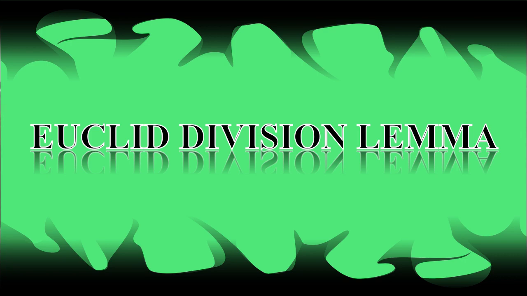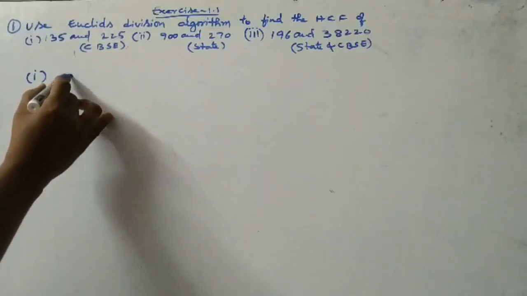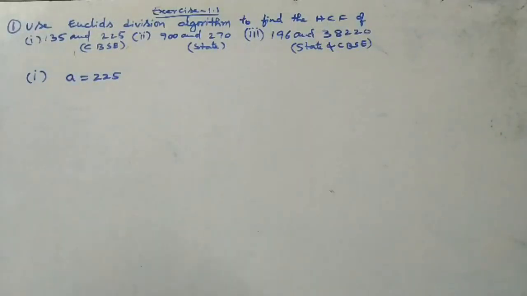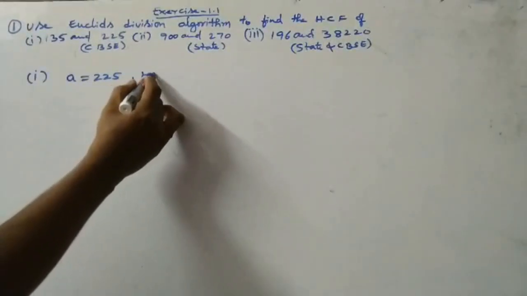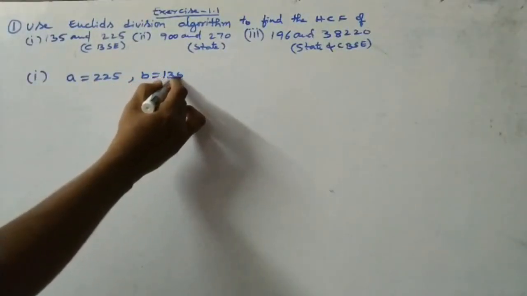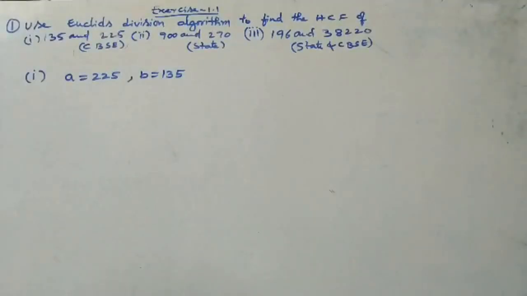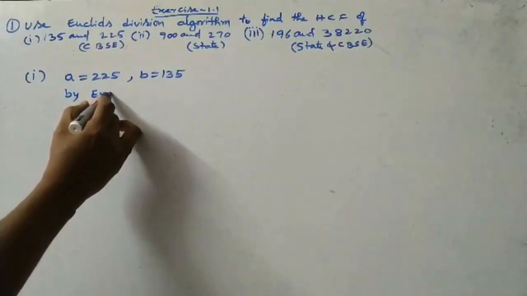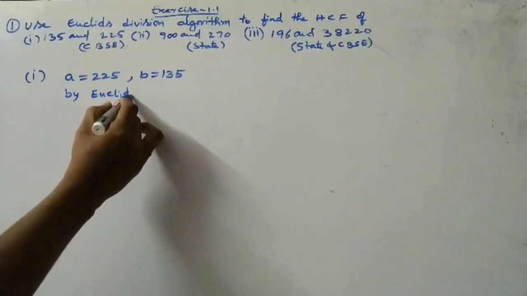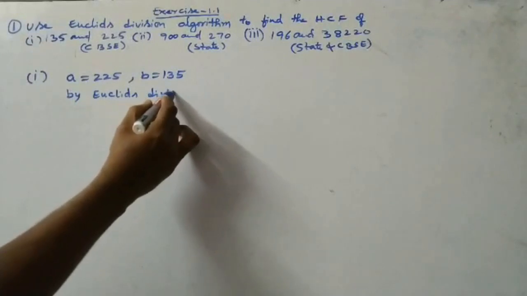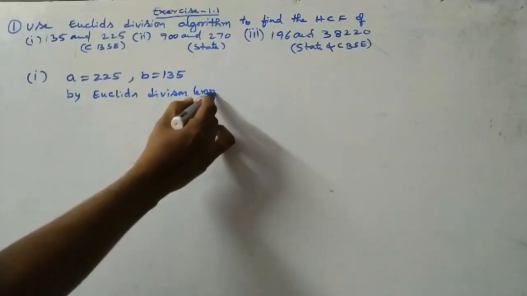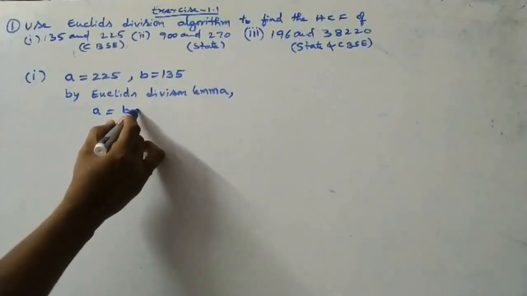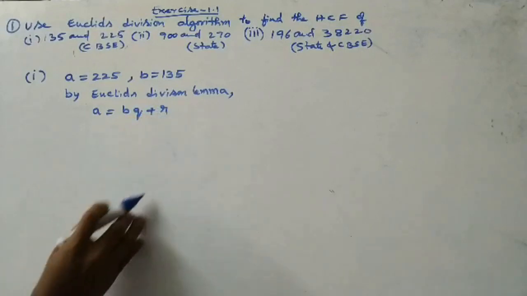Here, the biggest number we will always take as A, that is nothing but the dividend, and the smallest number we will take as B, that is the divisor. We know Euclid's division lemma. According to Euclid's division lemma, dividend is equal to divisor into quotient plus remainder.